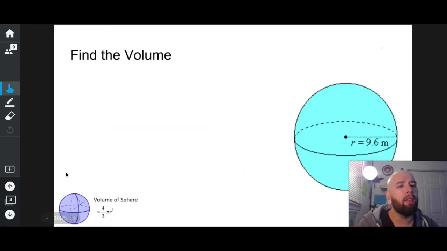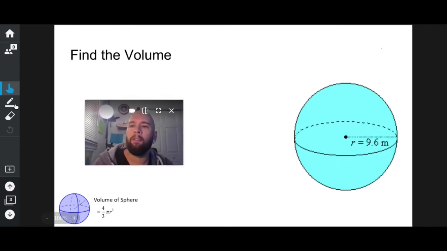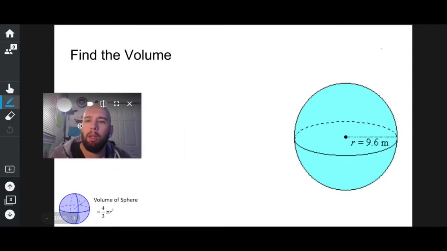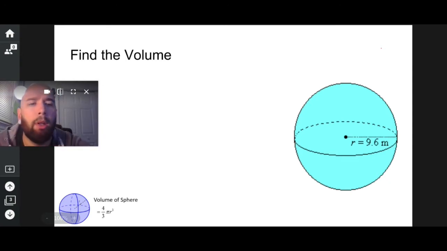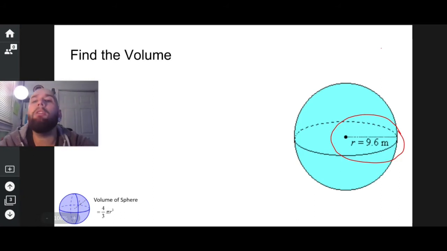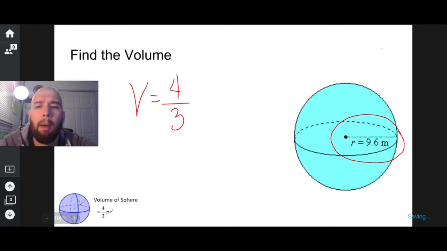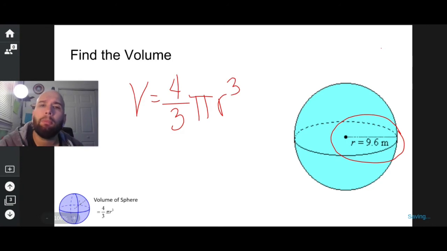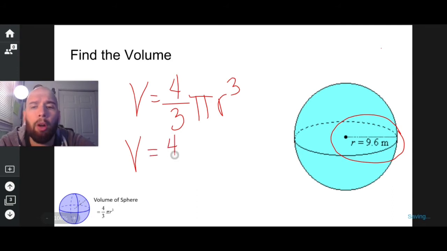So let's find the volume of this sphere right here. Nothing crazy or special about this sphere. It's given the radius already, not the diameter, nothing fancy. So we could just start plugging and chugging. V equals 4/3 pi r cubed. I can just plug my radius right there. V equals 4/3 pi 9.6 cubed.